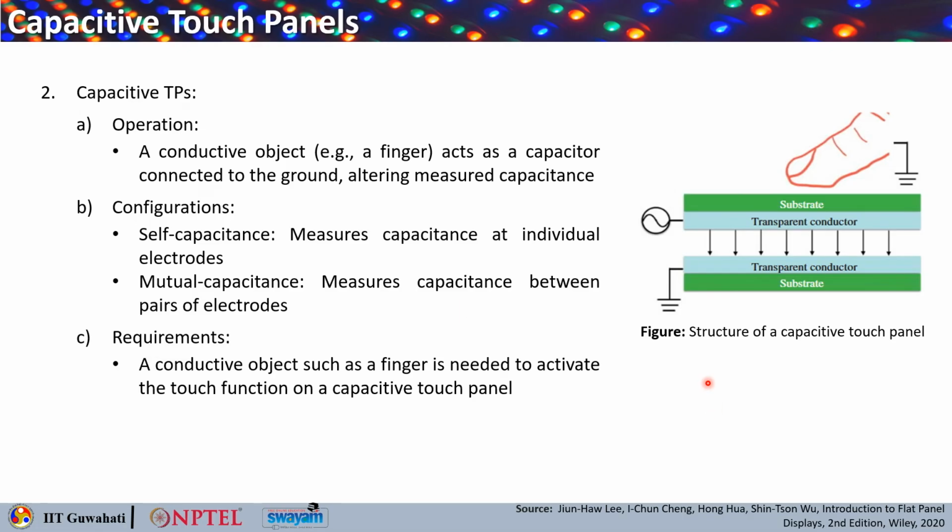So, what is the requirement here? A conductive object such as a finger is needed to activate the touch functionality on a capacitive touch panel. That is why in winter, when you wear gloves and try to touch your cell phone, it is not working. It only works with your finger. So, it requires a capacitive or conductive object to work.